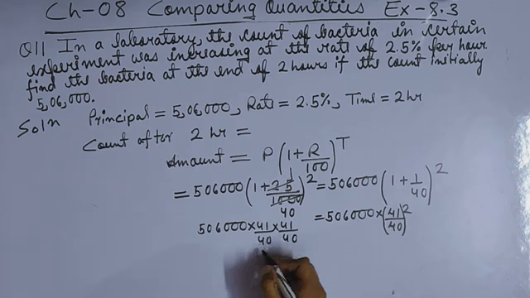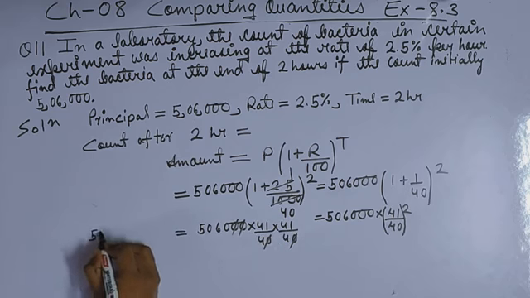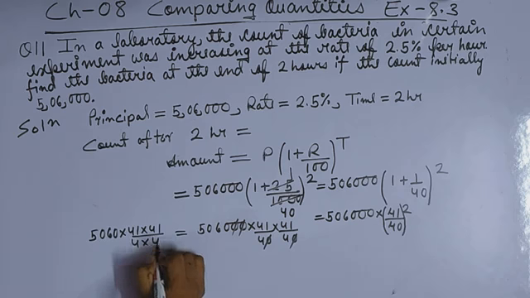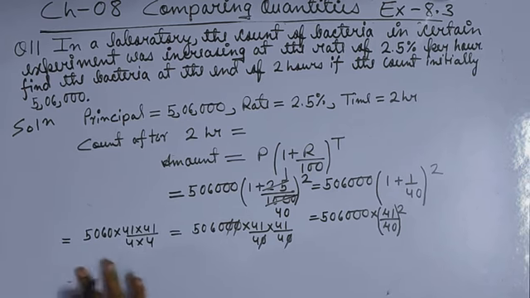इसको सॉल्व करते हैं. 0 से 0 कैंसिल, 0 से 0 कैंसिल. So we are getting 50600. So this 60 multiply 41 upon 40, 4 multiply 4. You will solve this. इसको solve करेंगे. The answer you are getting that will be the number of bacteria or bacteria count after 2 hours after the experiment have started.